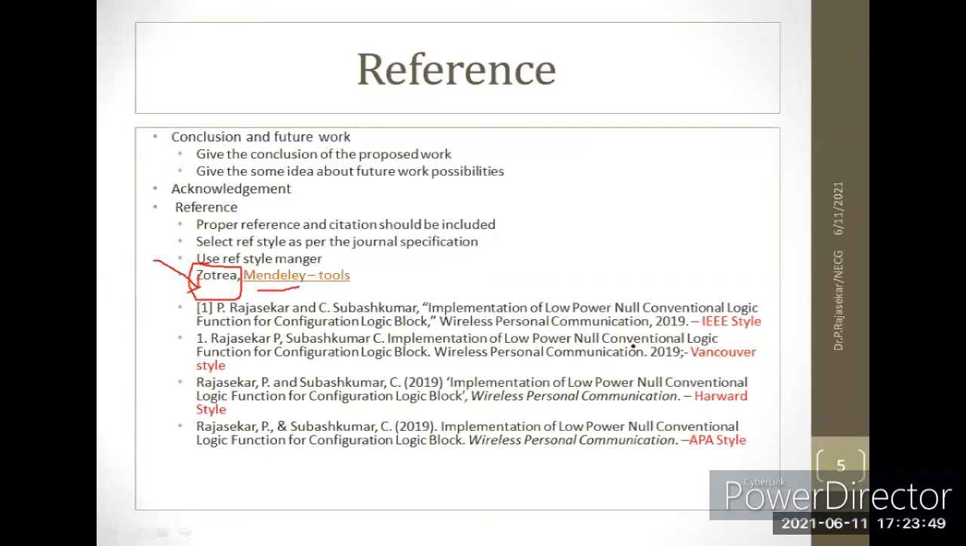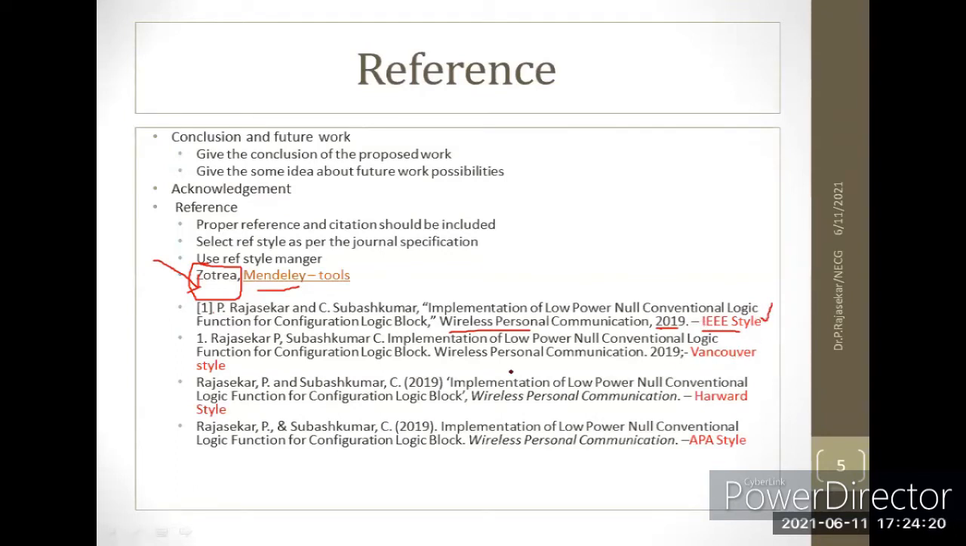This is some examples. IEEE style: you can see the square bracket is important. Then the author name, and the paper title in double quotes, then after that the journal name, then finally the volume number. Here there is no volume number, so directly put the year. Year, volume number, everything should be included like that. That is one style. IEEE style is a standard style.